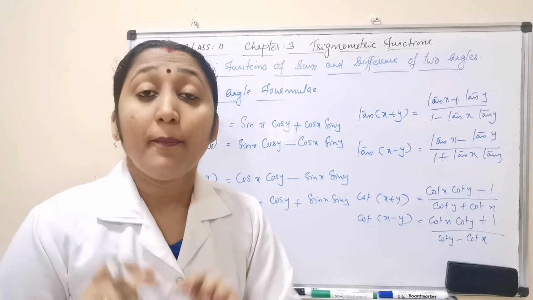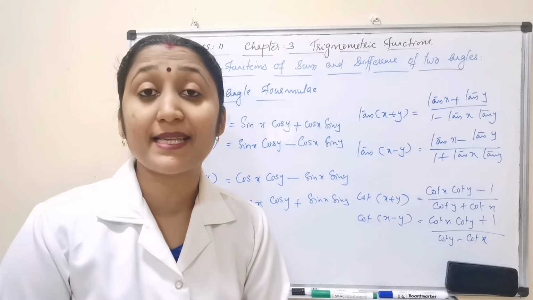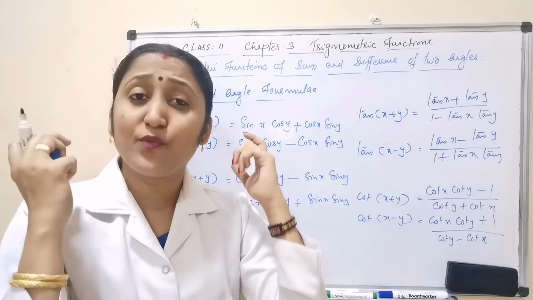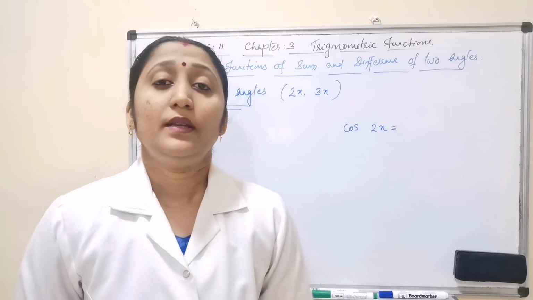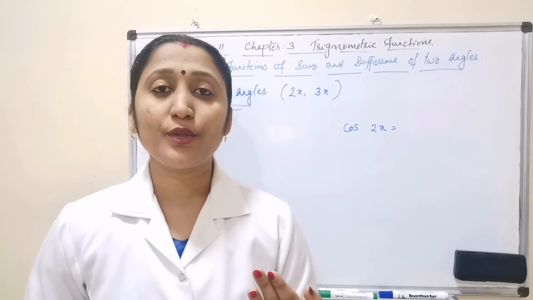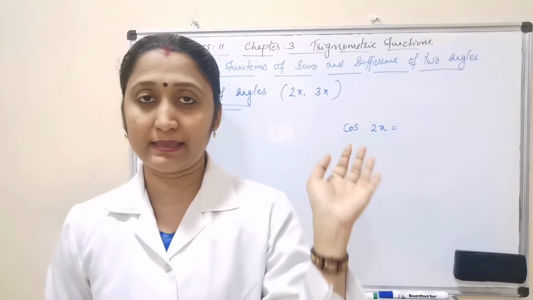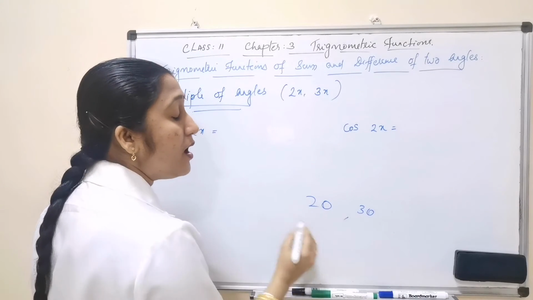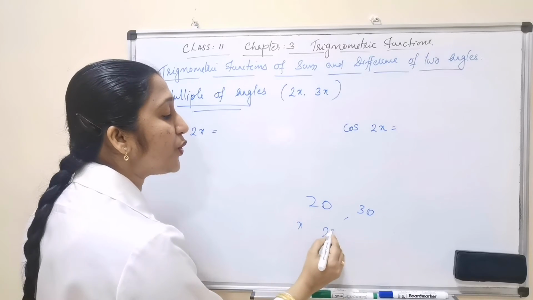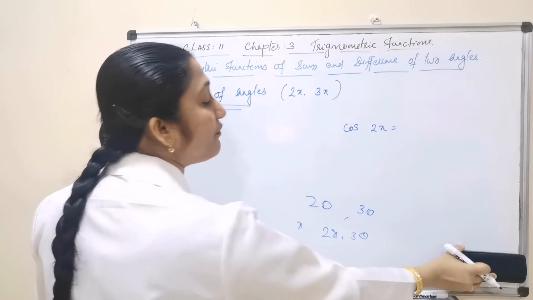You have to learn all these formulas about trigonometric functions by heart. It is very important in your further classes. Okay. Next, we are moving on to the multiples of angles. That means the angle theta becomes 2 theta or 3 theta, or the angle x becomes 2x, 3x. That is multiples of angles.